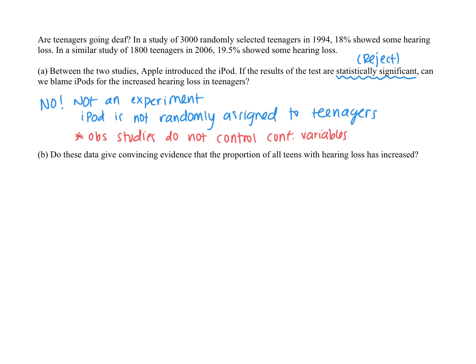So, part B is the new stuff. Do the data give convincing evidence that the proportion of all teens with hearing loss has increased? So when you read this question, we should see the word proportion. We know it's proportion. The other thing that should be going off in our head is we're comparing 1994 to 2006. So that tells us that we have two samples.